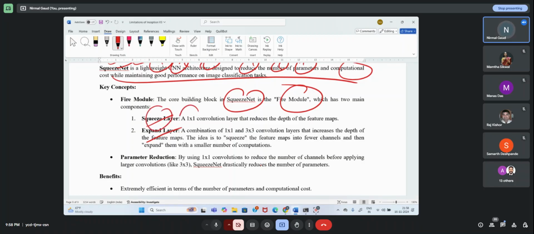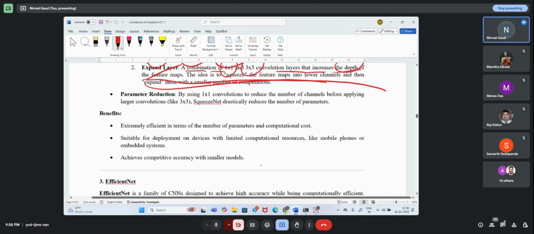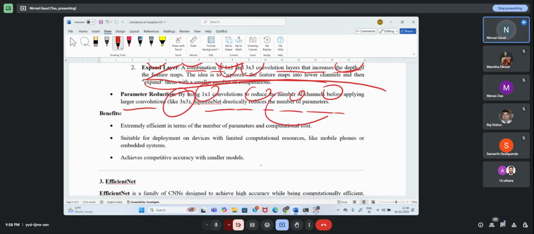So here the squeeze layer is 1x1 convolution. What will happen? You want to reduce, so make the size 1x1, and it will reduce the depth. 1x1 and then expand the layer. A combination of 1x1 and 3x3 can increase the depth later on. So squeeze and excite. So 1x1 convolution reduces the number of channels. Before applying the larger convolution, SqueezeNet drastically reduces the number of parameters.